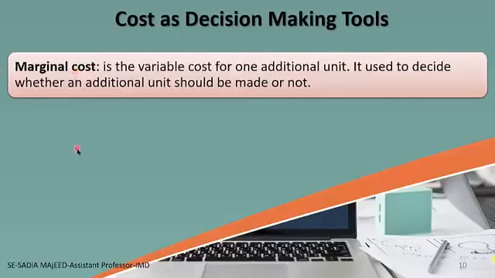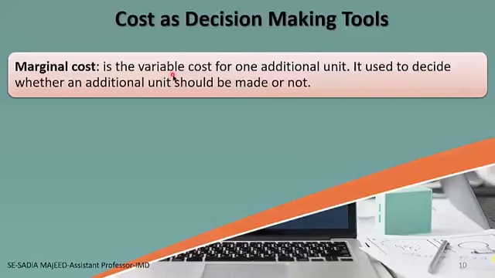First, marginal cost. Marginal cost is the variable cost of one additional unit. We know what variable cost is. Variable cost is the cost of the raw material. Variable cost is that cost which is directly affected by the output level. If you increase the output level, variable cost increases. If you decrease the output level, variable cost decreases, because it directly depends on the output level.